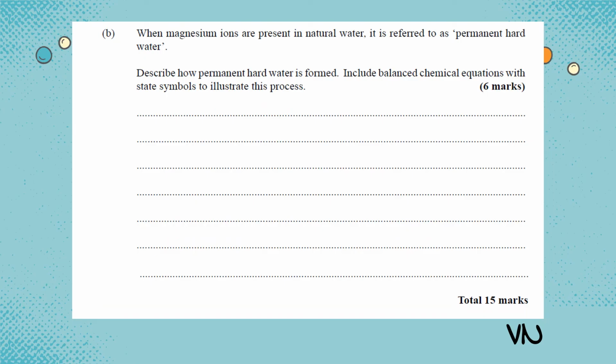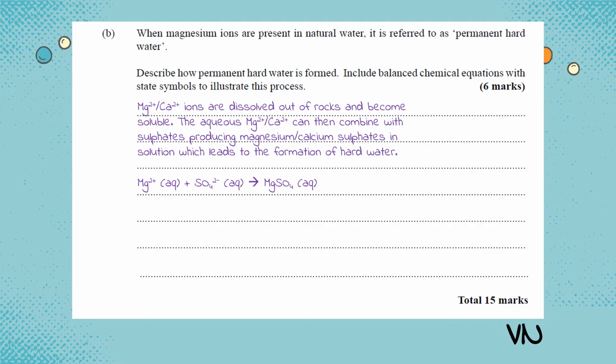Part B of the question says here that when magnesium ions are present in natural water, it is referred to as permanent hard water. The question is asking you to describe how permanent hard water is formed, and you're to include balanced chemical equations with state symbols to illustrate this process. So magnesium 2 plus or calcium 2 plus ions are dissolved out of rocks and they become soluble. These aqueous ions can then combine with sulfates, producing either magnesium sulfate or calcium sulfate in solution, which will lead to the formation of hard water.